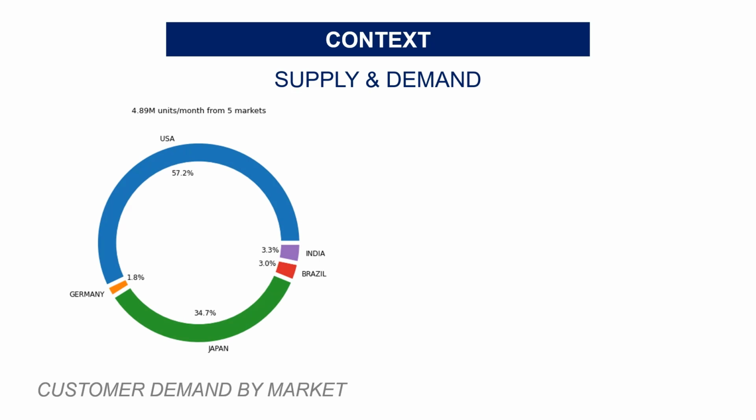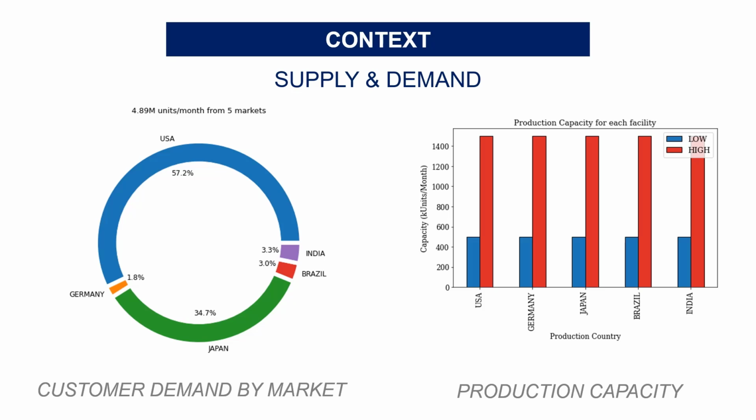I have shared dummy data in my GitHub repo. Let's conduct a quick exploratory data analysis. You start by analyzing the demand per market. Japan and USA are driving more than half of the demand. But you also have two types of factories. Low capacity, which makes 500k units per month, and high capacity that makes 1.5 million units per month.